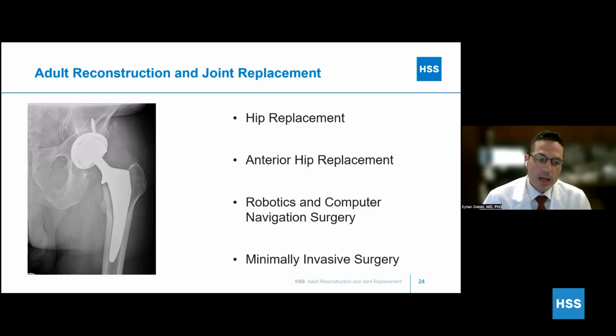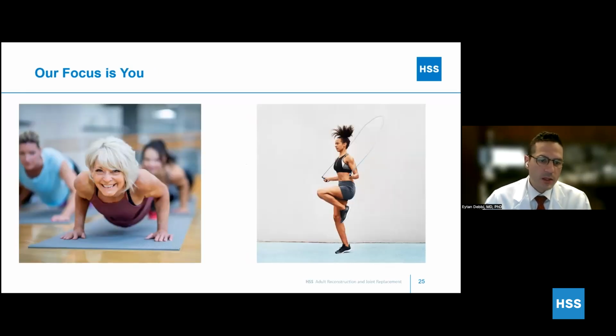And I think it's always wise to start with those things. But if they stop working and your quality of life is really affected, I think it's time to see a hip replacement specialist. And that would be the appropriate time. Next slide, please. So our focus all is you.